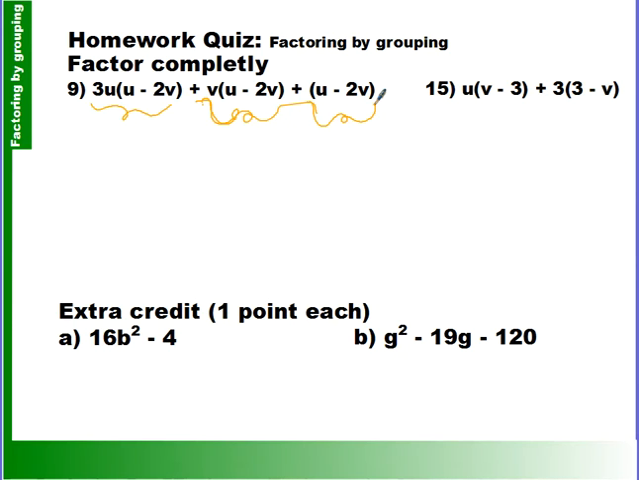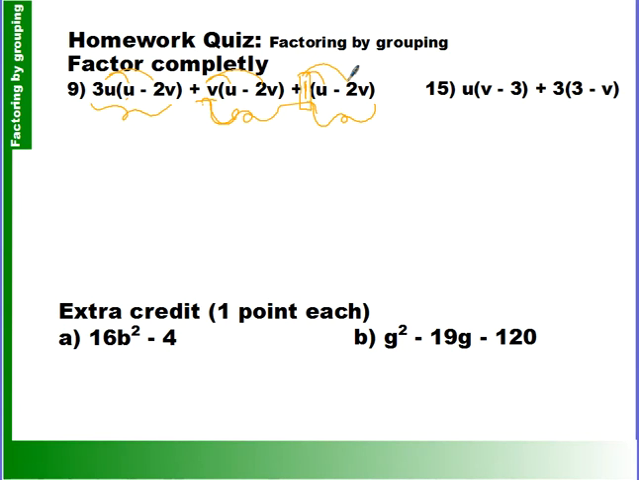Izzy? We see U minus 2V in every piece. So in other words, we're multiplying 3U times U minus 2V. We're multiplying V times U minus 2V. And finally, what are we multiplying U minus 2V by in this case? Jonas? 1. The number 1. So that's being multiplied here.